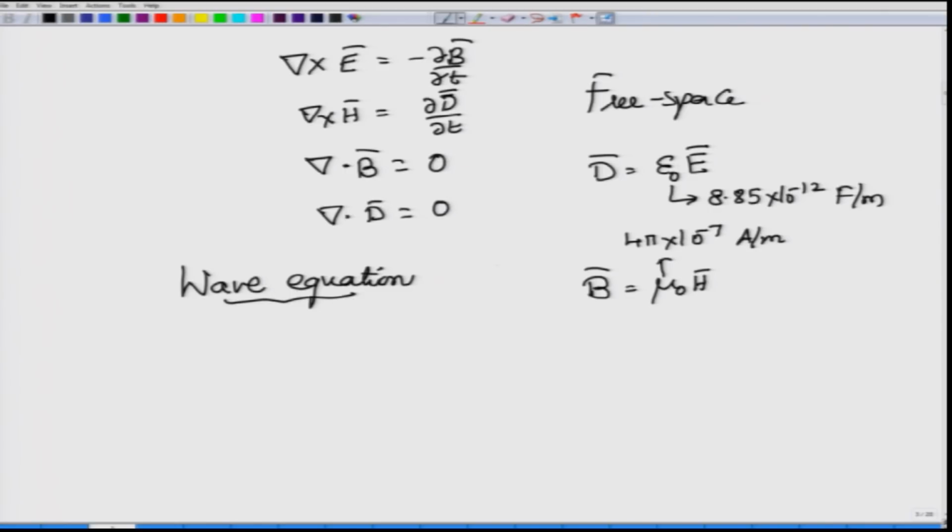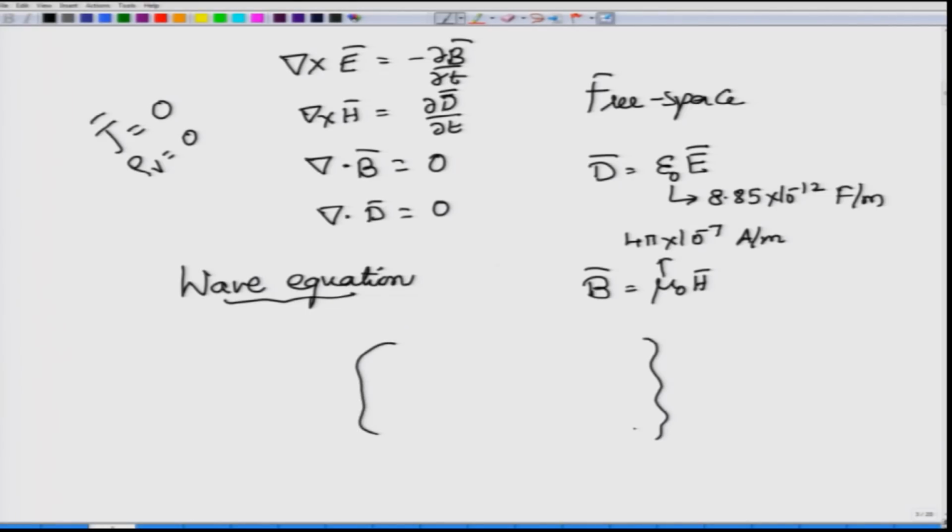What we do now, or what we have already done, is to consider a situation where the current density J, the conduction current density, is equal to 0, and the volume charge density, the free charges, are also considered to be 0. These two source quantities are considered to be 0 not everywhere, but at some distance far away from the region where we are considering the equation. So, the sources are considered to be 0 in the region that we are considering.